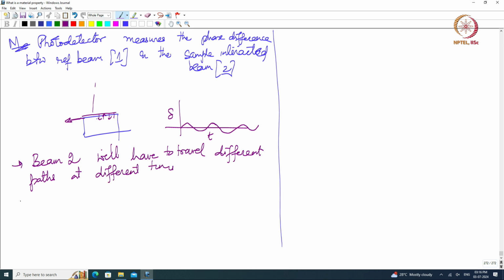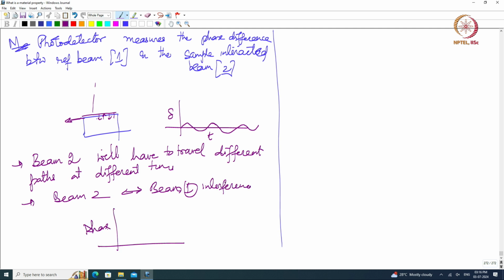right, and beam 2 is going to interfere with beam 1, which is the reference beam, and that creates phase difference, or path difference, oscillations which are going to be like this. So if I just plot path difference or phase difference with time, that also oscillates, right. From this oscillation I can estimate the sample expansion and contraction.